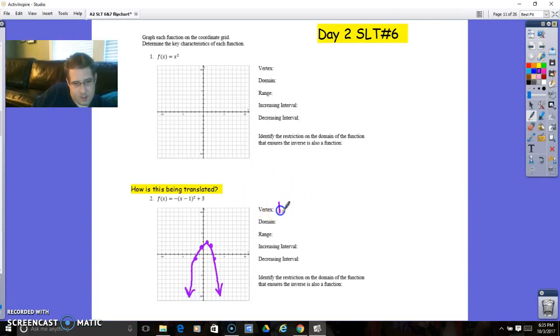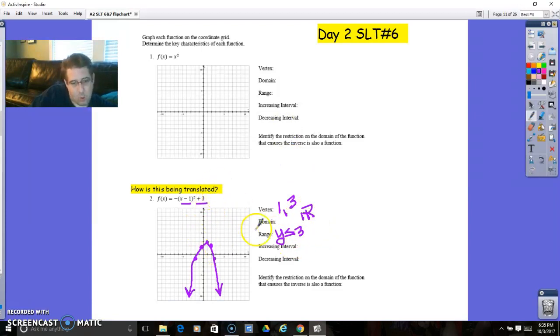So the vertex we already said was at 1, 3, because it's right there, 1, 3. The domain would be all real numbers, because this is going infinitely both left and right. The range would be y is less than or equal to the highest point. So the height of this function is below 1, 2, 3. So it looks like less than or equal to 3.